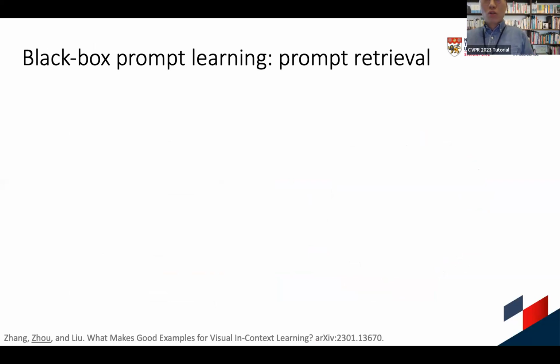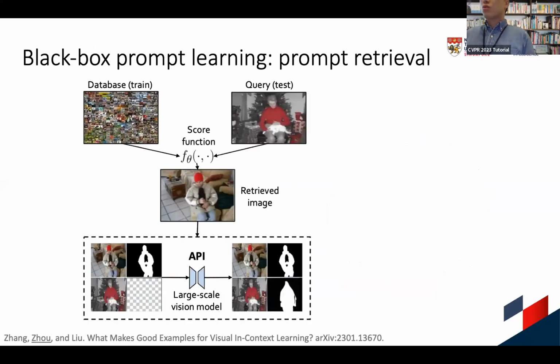And we have just talked about white box prompt learning, right? It means that you can have access to the large-scale vision language model. But in the case where the model is given as an API, how do you solve this problem? How do you train your prompt, right? So we call this black box prompt learning.